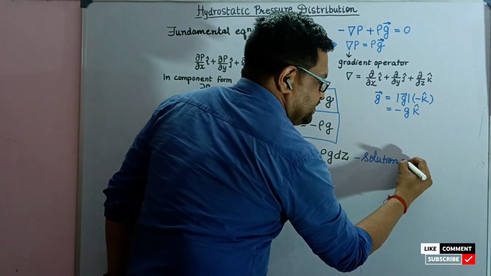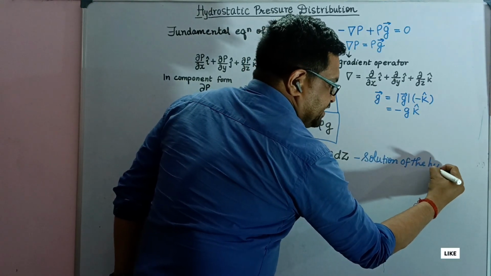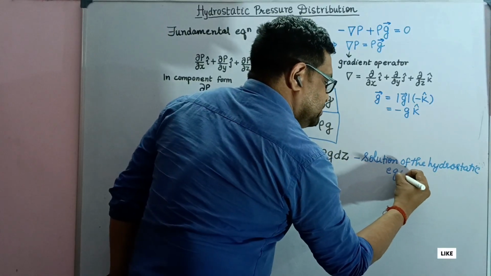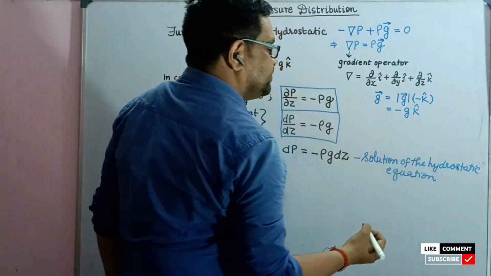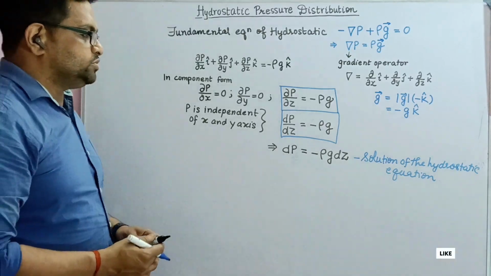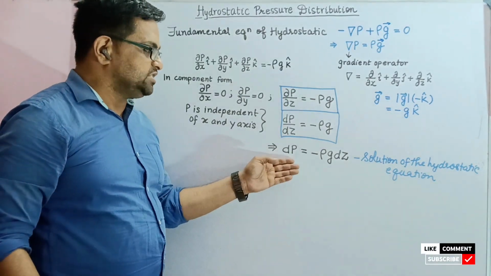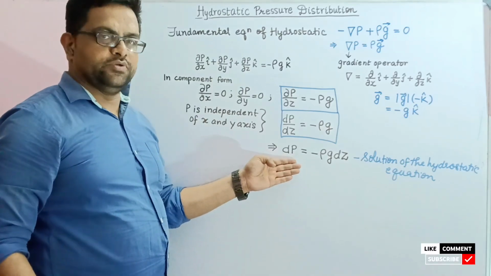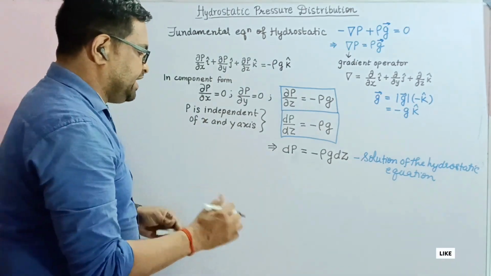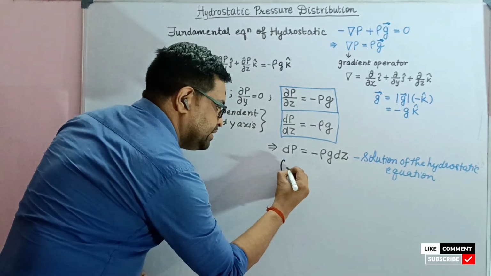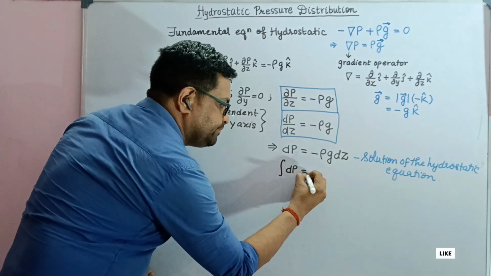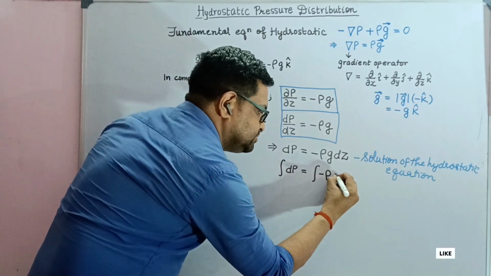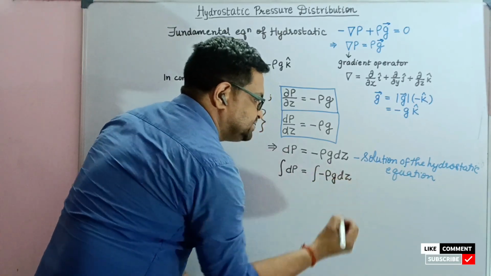Solution of the hydrostatic equation, or the fundamental equation of hydrostatics. Now, using this equation, we can calculate the pressure at two given points, say point 1 and point 2, simply by integrating it between the 2 points. So, this can be written as integration of dP between the 2 points will be equal to integrating the terms on the right hand side, which is minus rho g dz.